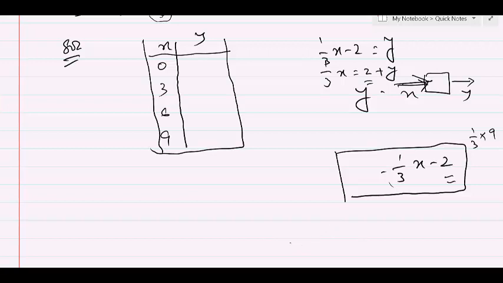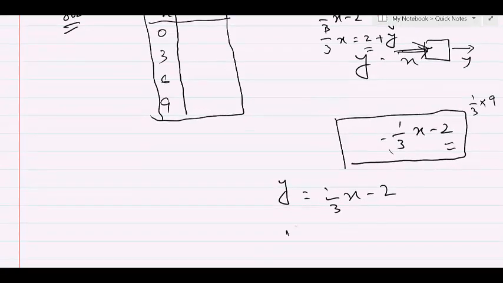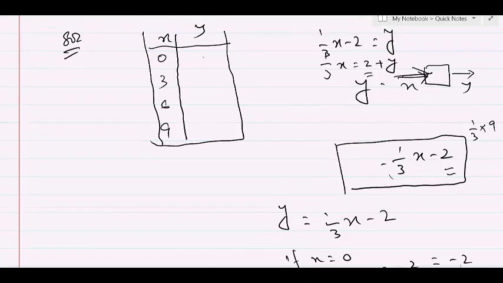Here now it is y is equal to 1 by 3 x minus 2. If that is the rule of transformation, let's put 0 here. If x is equal to 0, then what is y equal to? 1 by 3 into 0 minus 2. 0 divided by 3 is 0, and 0 minus 2 will give us the answer minus 2. So let's write down minus 2 here.